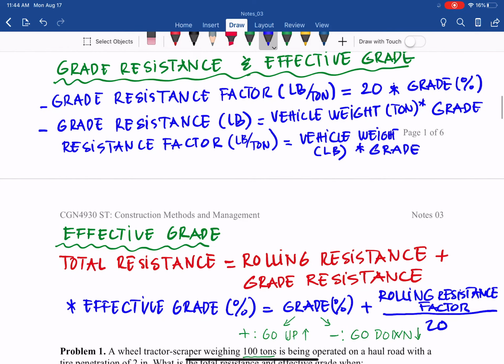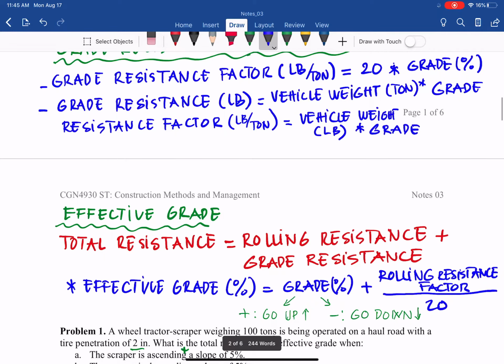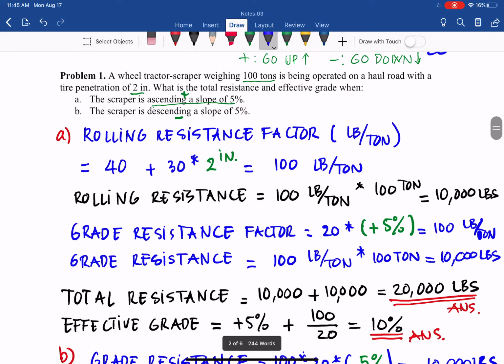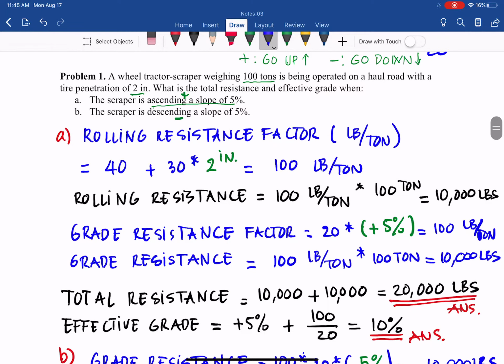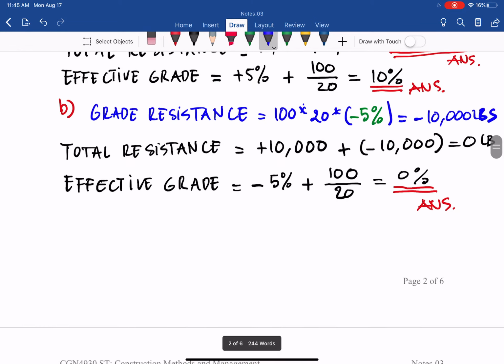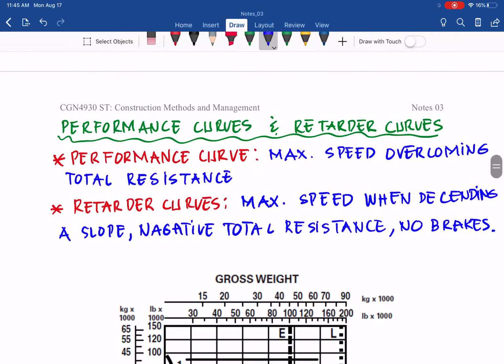And we also use the equation for grade resistance and rolling resistance to determine the total resistance and effective grade in problem 1, and how we use this information to determine the speed of the equipment and the travel time of the equipment. So for that reason, we move on to the next. We use performance curve and retarder curve from the manufacturer. For any manufacturer, we'll have that for the equipment.